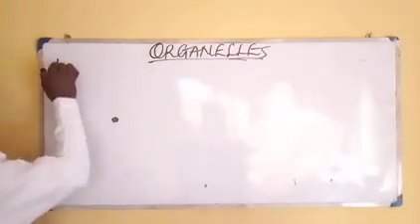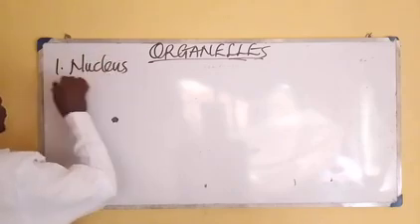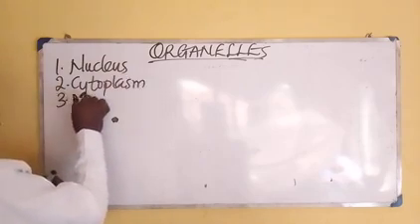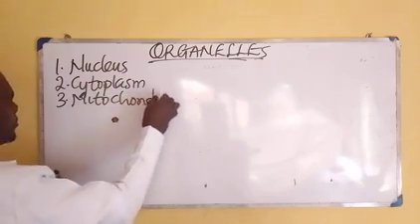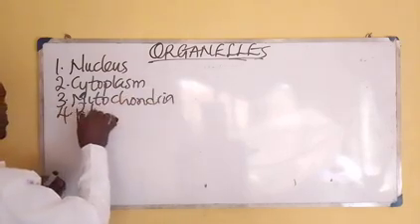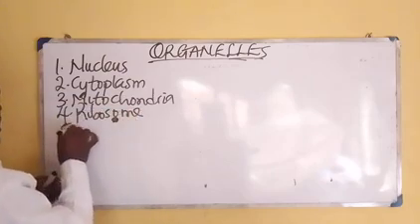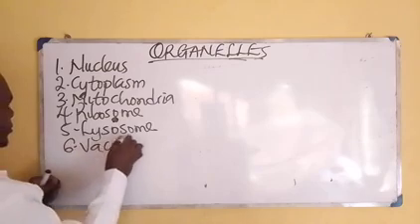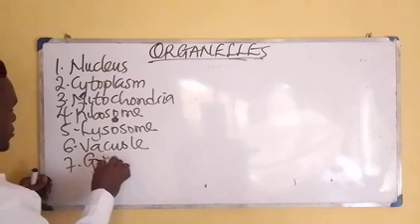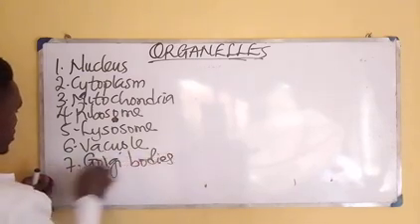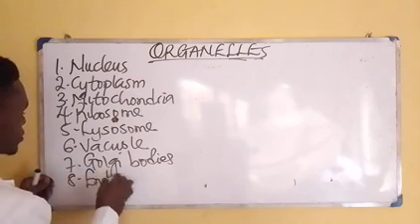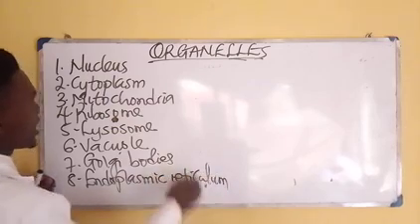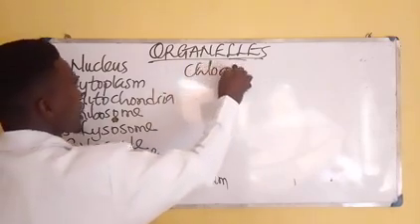Now let's get started. 1, I have the nucleus. 2, I have the cytoplasm. 3, I have the mitochondria. 4, I have the ribosome. 5, I have the lysosome. 6, I have the vacuole. 7, I have the Golgi bodies. 8, I have the endoplasmic reticulum. I have the chloroplasts.